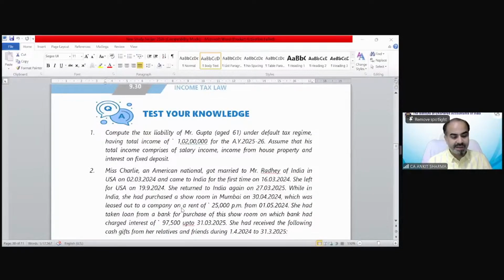Let's move on to the questions one by one. The first question comes first, of course, and the first question is regarding the calculation of tax liability.